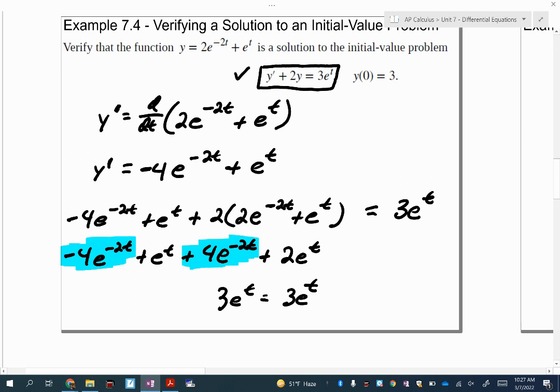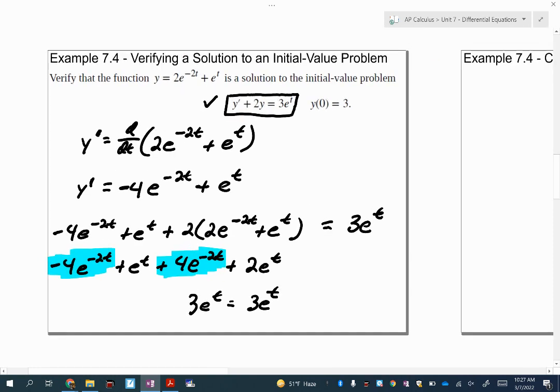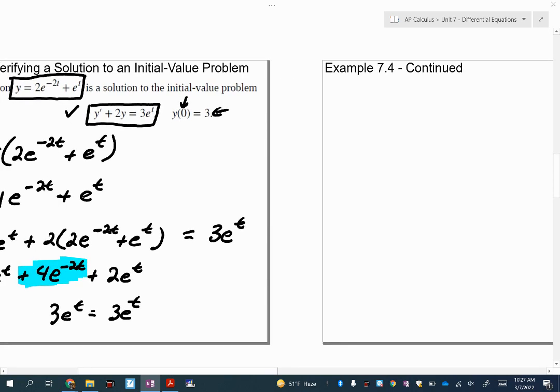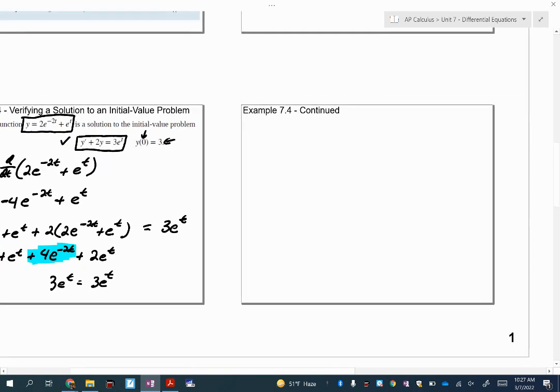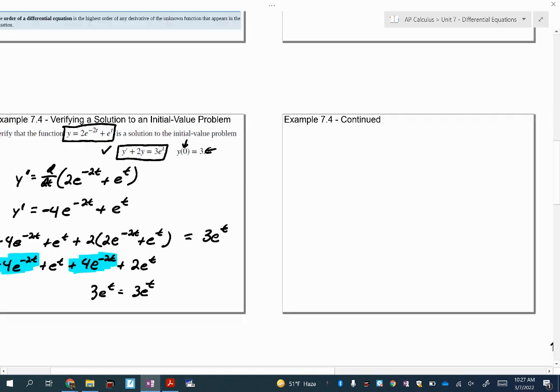Now, the next thing that I'm going to check is I'm going to plug in 0 for my t, and I hope to get 3 for my y value when I plug this into the function for y. All right, so you'll notice the second thing that I check in verifying this initial value problem is actually going to not deal with the derivative at all, or even the differential equation. It's just the original y function. All right, so I'm going to copy down the y function, which is y equals 2e to the negative 2t power plus e to the power of t.